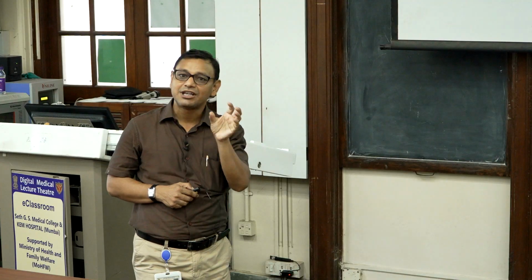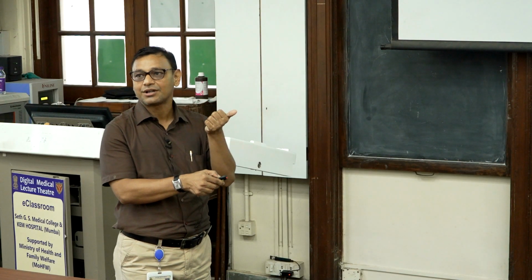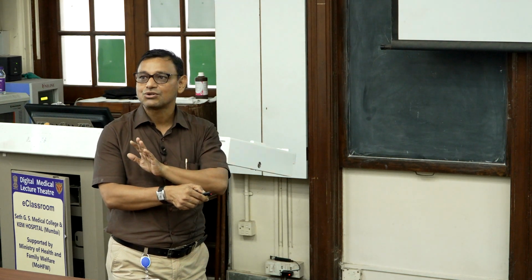छोटा लीजन है, सिर्फ T1 का अपग्रेड हो गया, T2 हो गया है, बाकी कुछ नहीं है उसको. बाकी एवरीथिंग और ऑल इन्वेस्टिगेशंस आर नॉर्मल. Preoperatively other investigations showing no evidence of metastasis. So that metastasis could be in the lymph node, could be in any other organ. तो ट्यूमर छोटा है, मेटास्टेसिस नहीं है, तो आप एक्सरसाइज तो करोगे उसको.